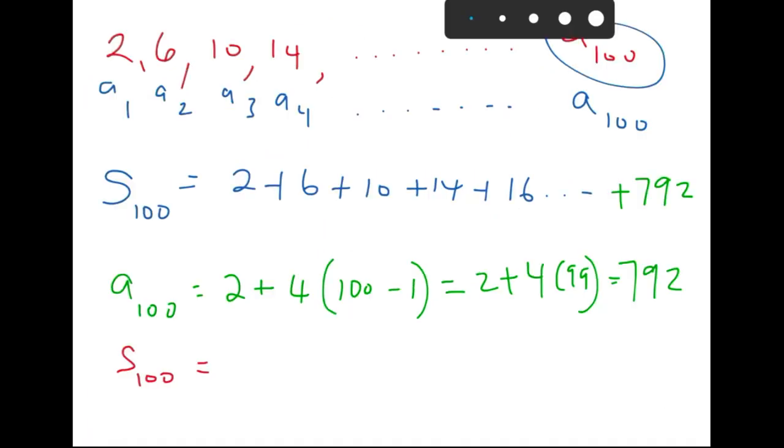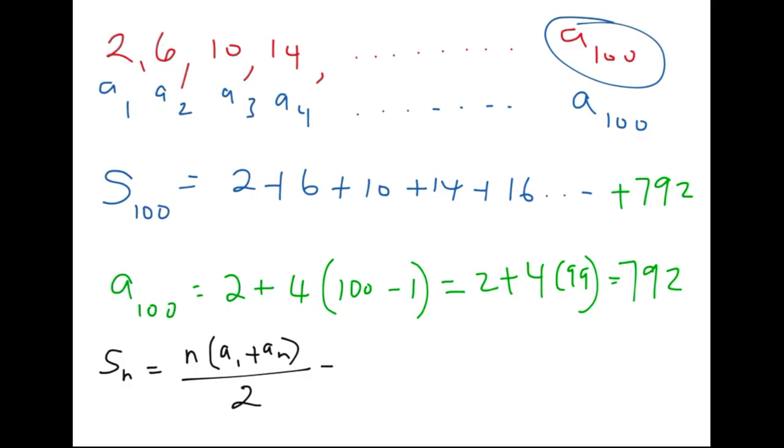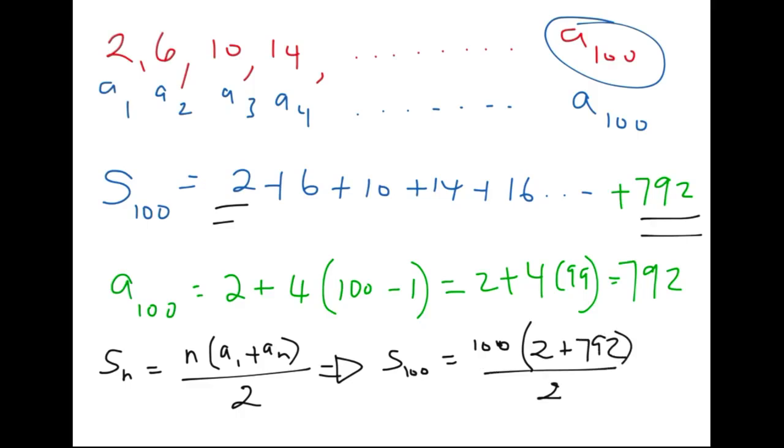Let's rewrite the formula first here. Now let's substitute. We are looking for S of 100, which means 100, which is n, times A1, that's the first term, is 2, plus AN, the last term is 792, divided by 2, and the final answer is 39,700. Let's look at another example.